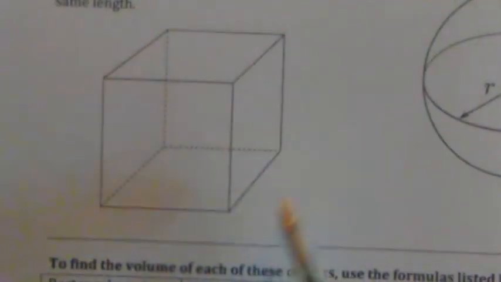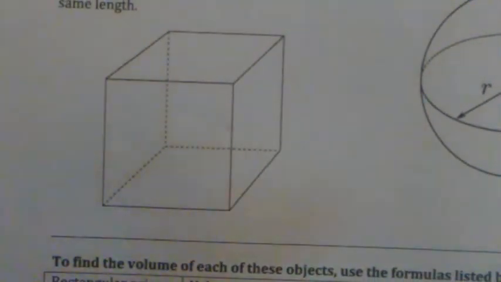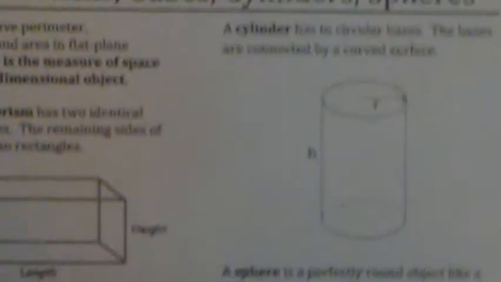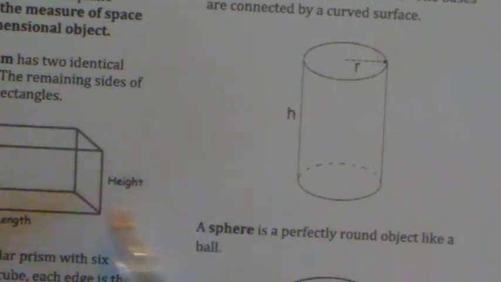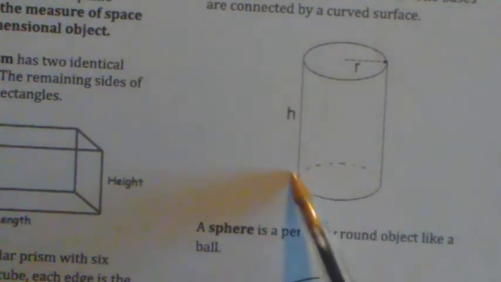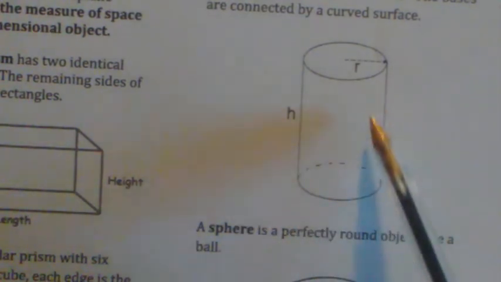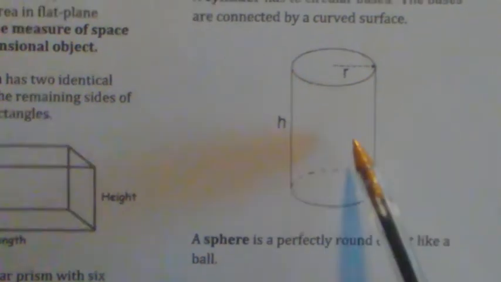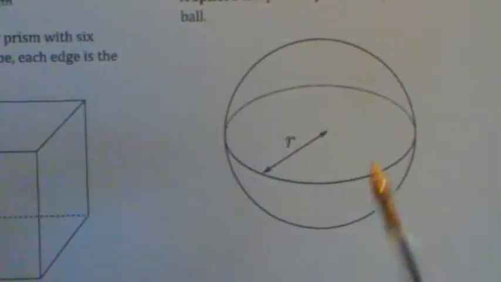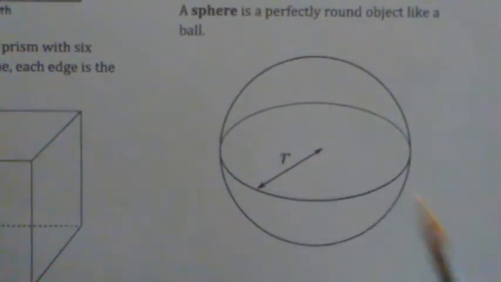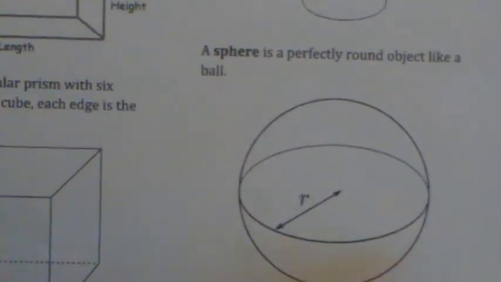This is a special prism where all the sides are the same. What do we call that? A cube. And then you have this, which is kind of like a prism, but it's a circular base, but it extends all the way up to the top. This is called a cylinder. And then you have one that looks like a circle, but it goes all the way around like a ball. This is called a sphere. That's the correct mathematical term, sphere.